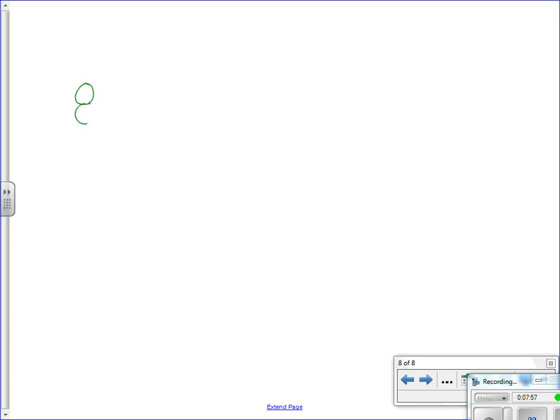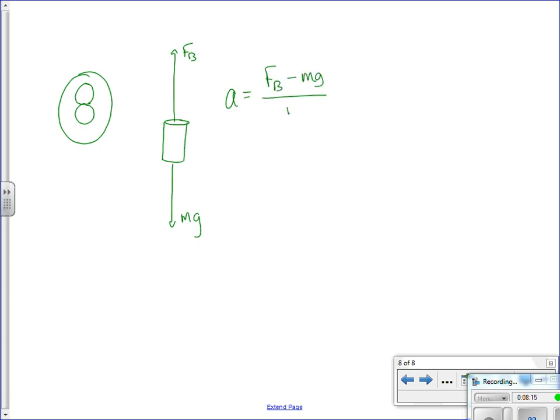Number 8. You got this thing over here like this. Cylinder has this mg, and it feels this buoyant force FB, and therefore the acceleration is FB minus mg over m. Agreed? Now, the volume of the cylinder is cut in half, so I'll just cut its height in half like that. Now we have mg over 2.